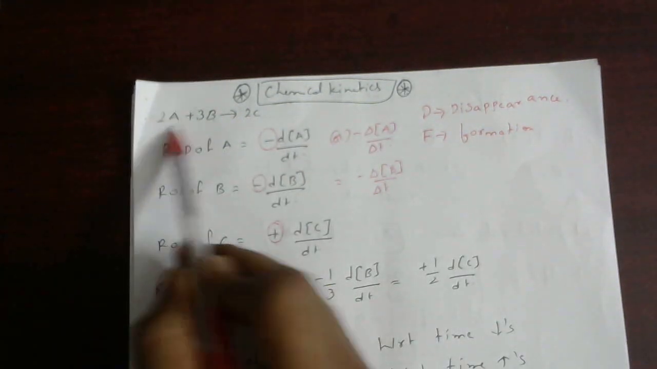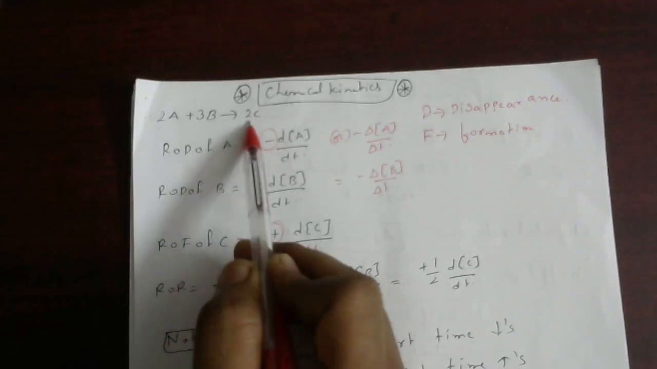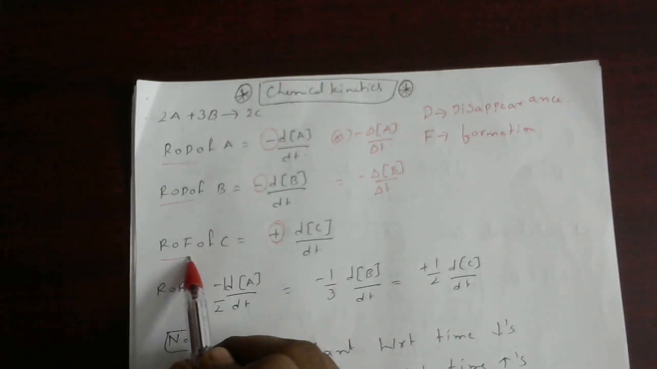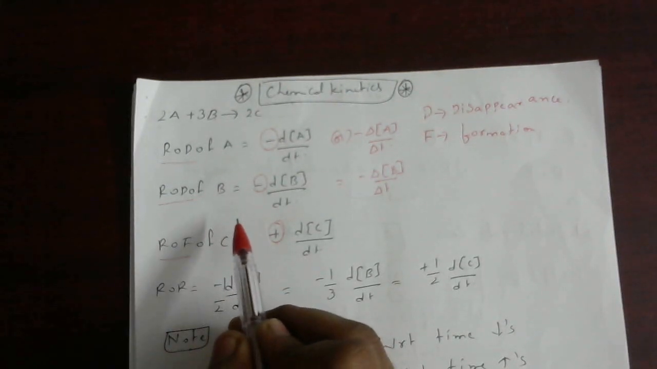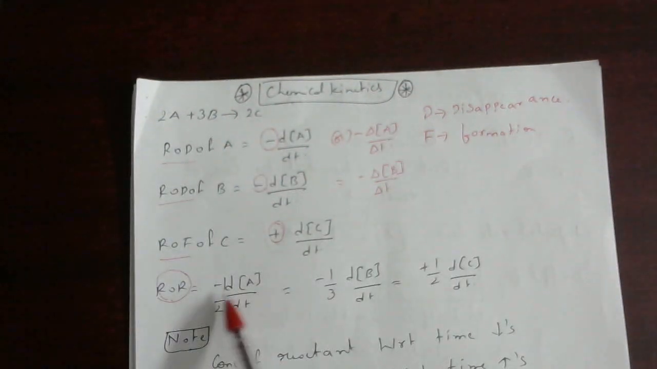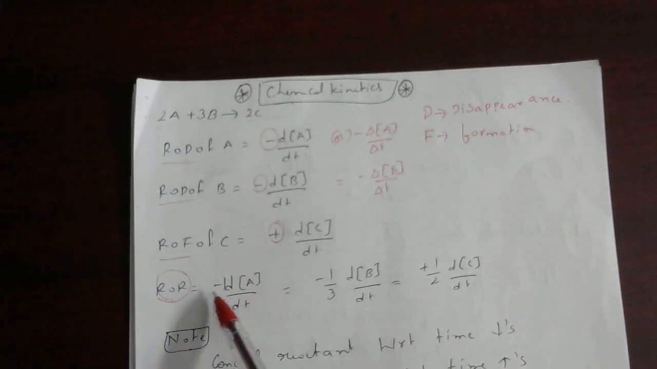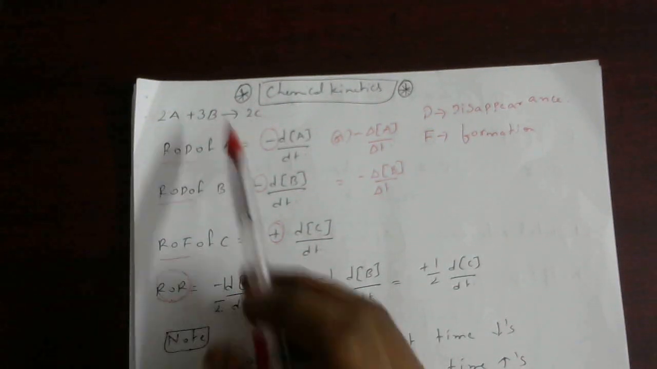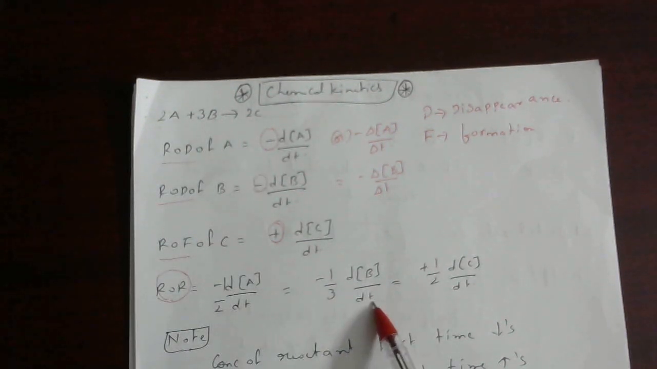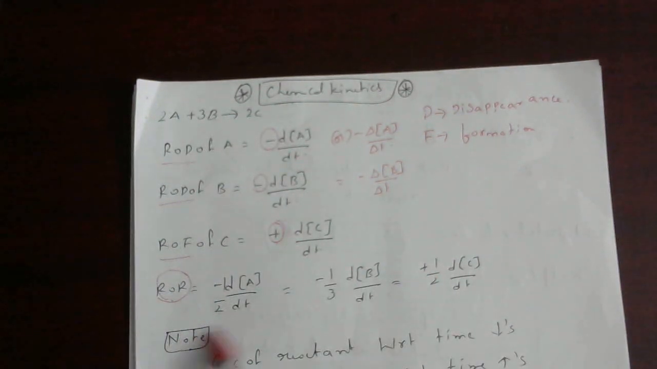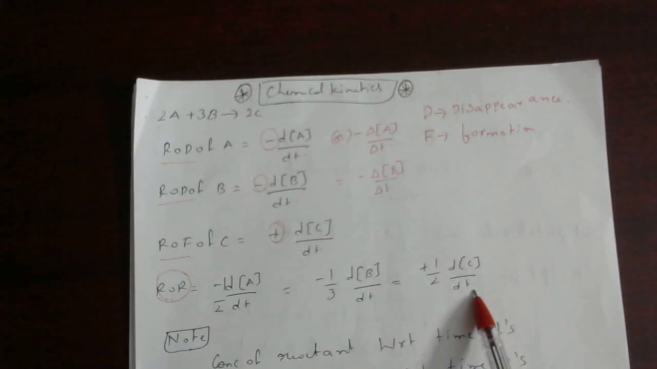Try to remember, the stoichiometric coefficients 2, 3, 2 you should not take with respect to rate of disappearance or rate of formation. And if you want to write the overall rate of reaction for the given equation, it is minus 1 by 2 d[A]/dt, you have to take stoichiometric coefficients in the denominator, minus 1 by 3 d[B]/dt, and plus 1 by 2 d[C]/dt. This is nothing but the rate of reaction.